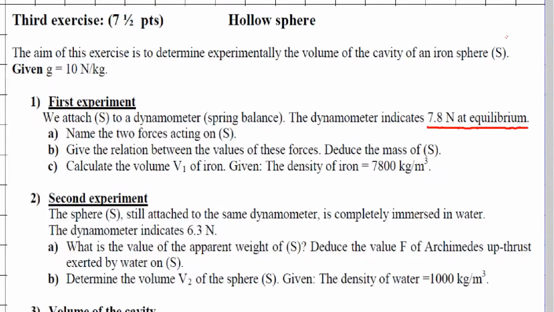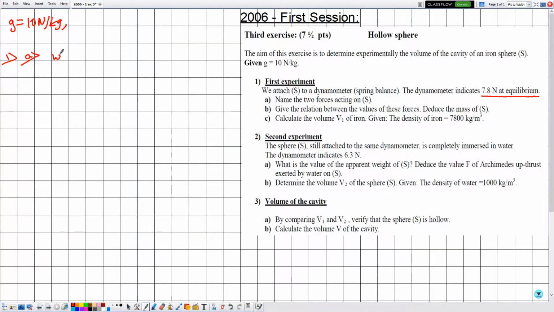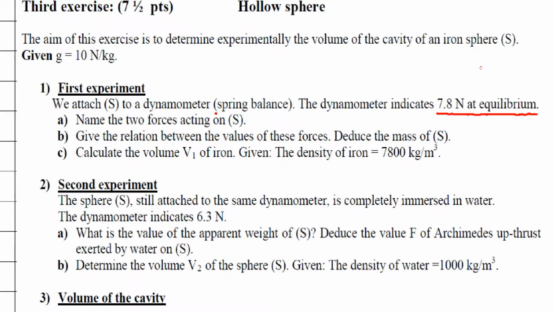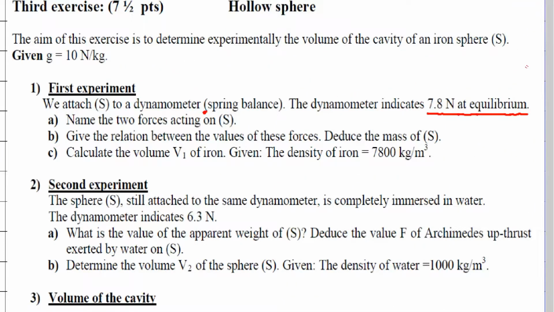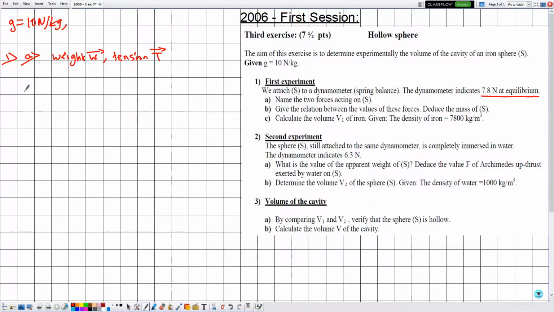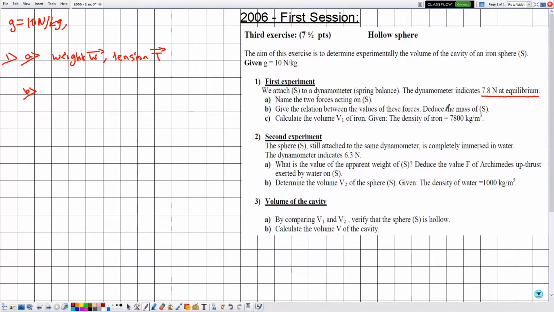Because we suppose that the sphere S has a mass, it will be directly subjected to the weight. And because we have a spring balance, the other force is given by the tension T. Recall that whenever we have a spring or a string, the solid S will be subjected to a force along the spring or the string, which is given by the tension force. Now part B, give the relation between the values of these forces.